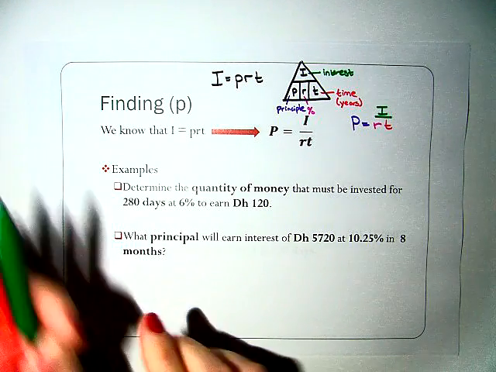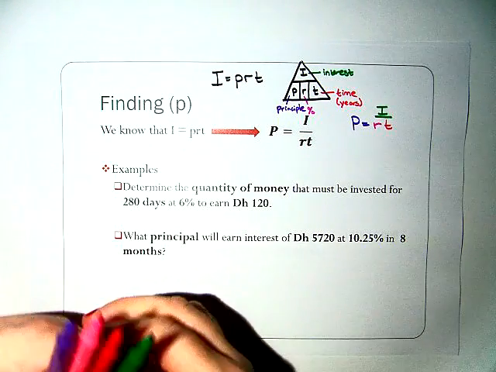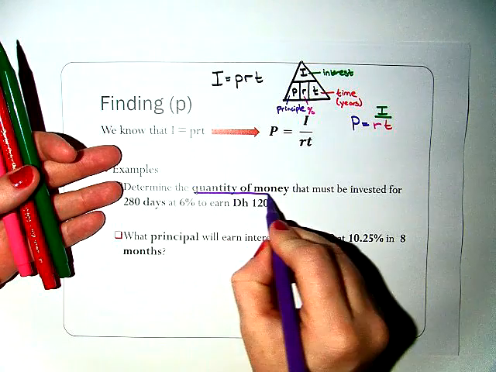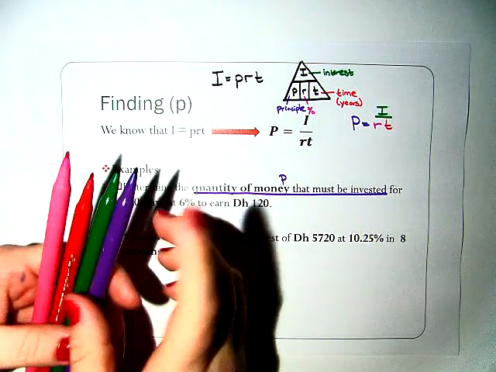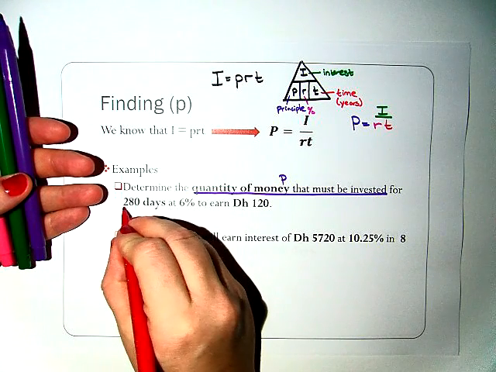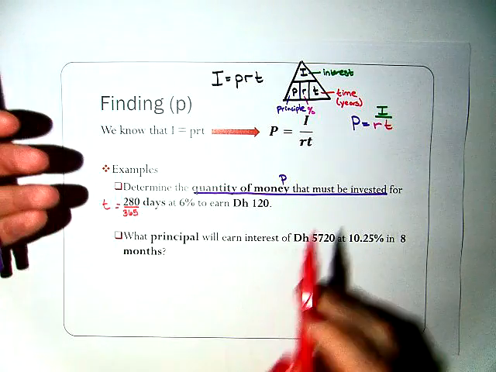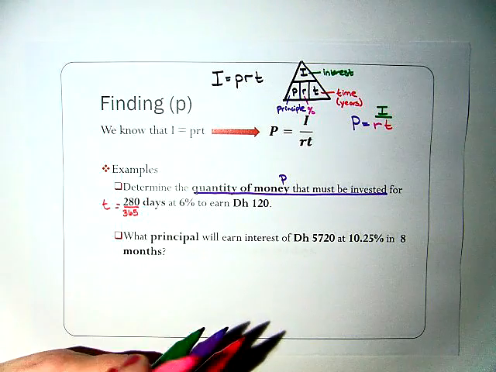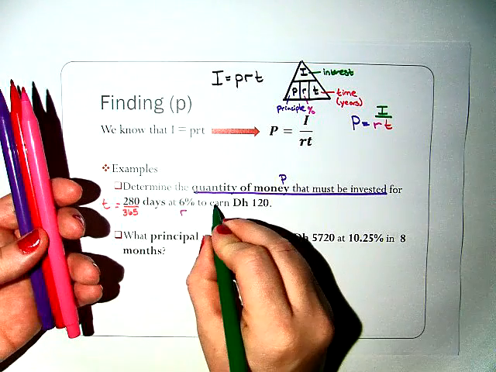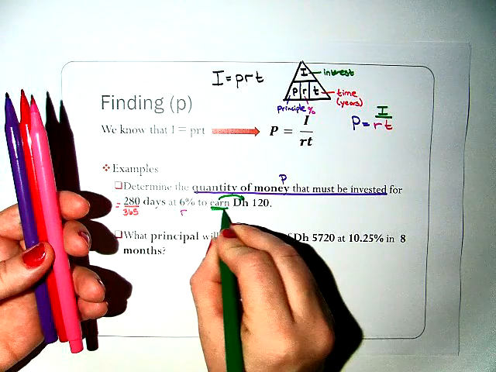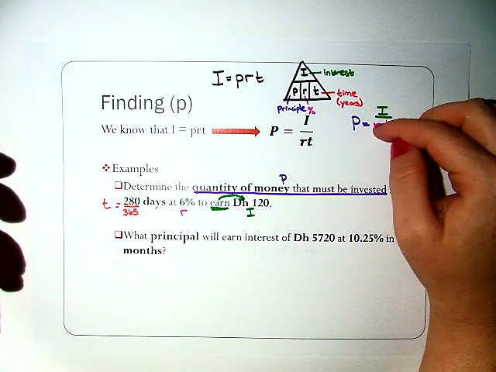Determine the quantity of money that must be invested. When it says quantity of money that must be invested, that means you're going to be looking for the principal. So we're looking for P, for 280 days. That's our time, but instead of putting days, we're going to put it over 365 to put it in our equation, because remember, it must be in years. At 6%, that would be our rate, to earn 120 dirhams. So this key phrase, earn 120 dirhams, means that this is my I. So to solve this, I have to do I over RT.